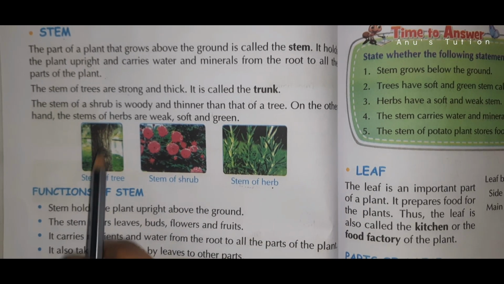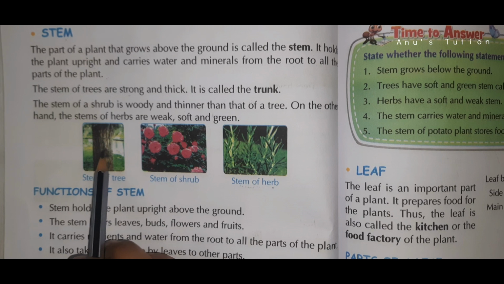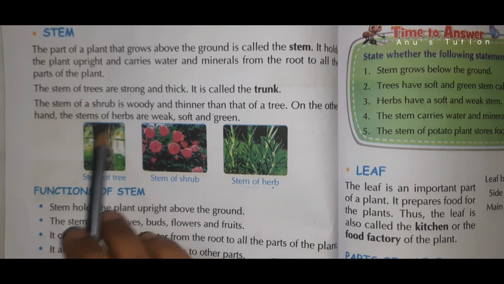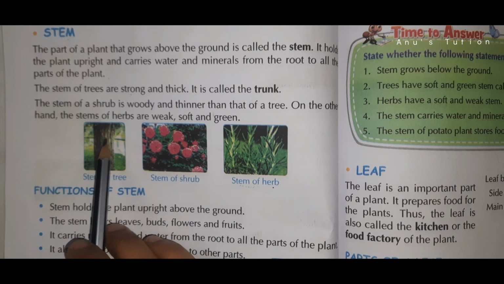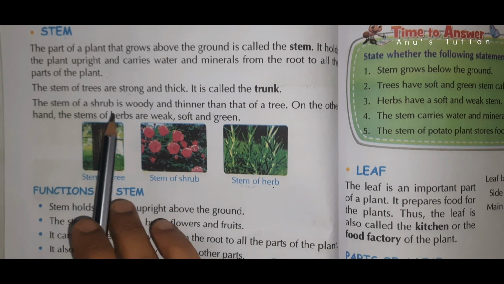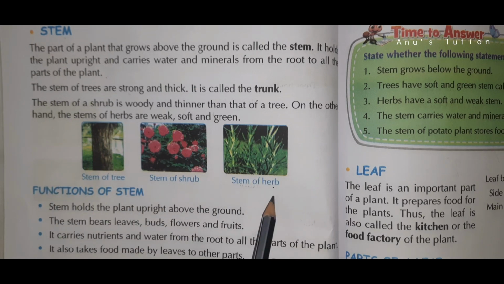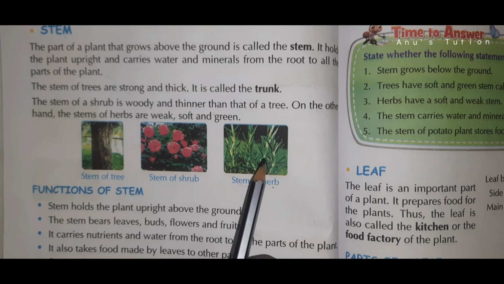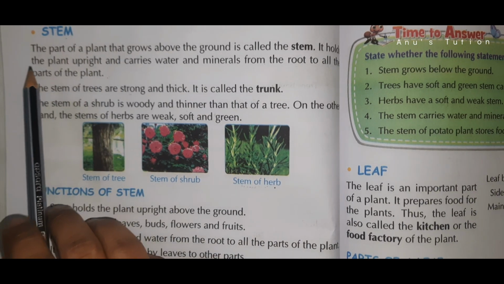See, shrub, woody. The stem of a shrub is woody and thinner than that of a tree. This is a shrub. On the other hand, the stems of herbs are very weak. See here, the herb's stem is very weak. Okay, next we will discuss another topic.